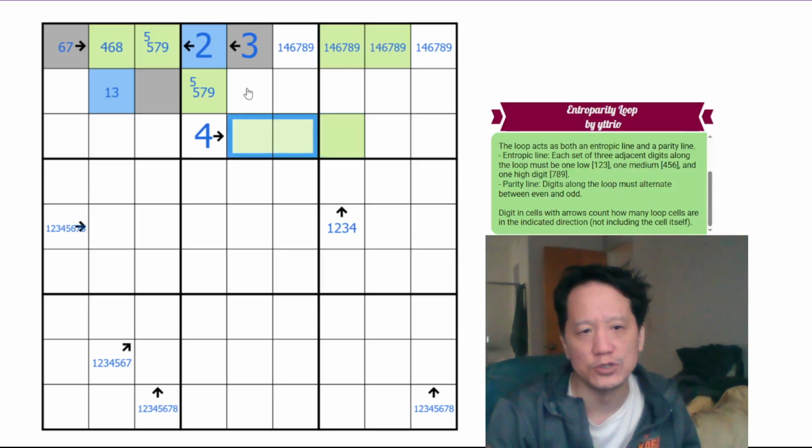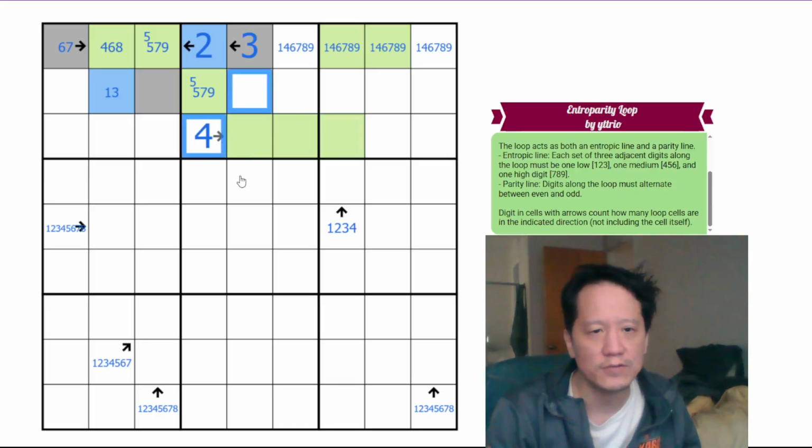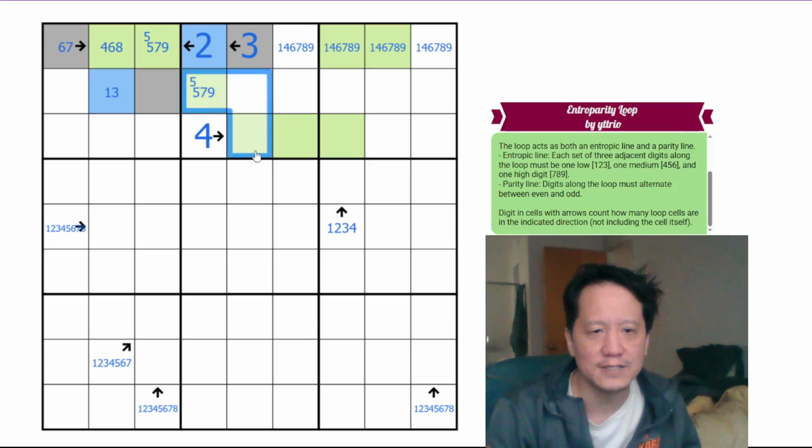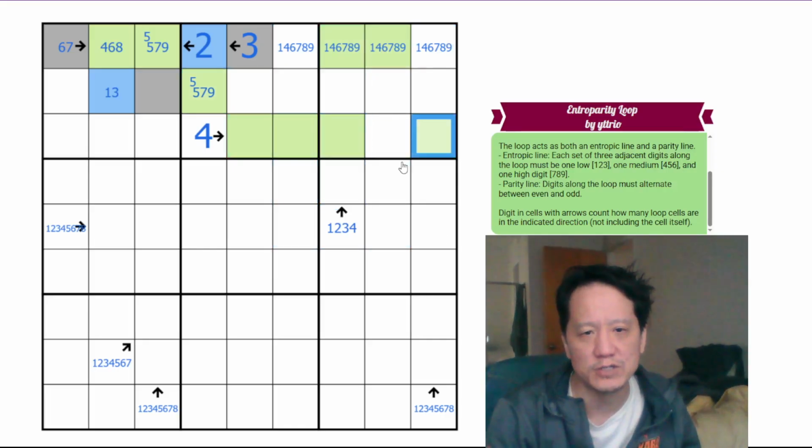Because it can't be just 2. You can't go 2 and then... well, I mean, you could go 2... It doesn't work. You can't go 2 and 2 because it has to connect here. How does it go out and connect as a loop? It can't. So this must be 3 and 1, which means this is 3 and 1.